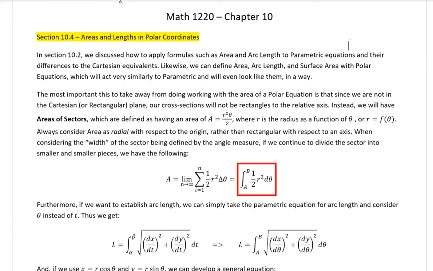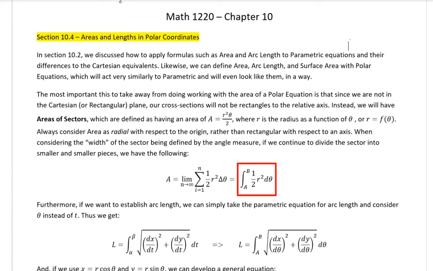In this video, we're going to be going through section 10.4, the last section of chapter 10, dealing with areas and lengths in polar coordinates. Now remember that back in 10.2, we talked about how to apply area and arc length to parametric equations. We're going to do the same exact thing for polar coordinates, and we're going to make those formulas for area and arc length. I will also present the formula for surface area, although it will not be used in this section, just so you can use it as a comparison piece.